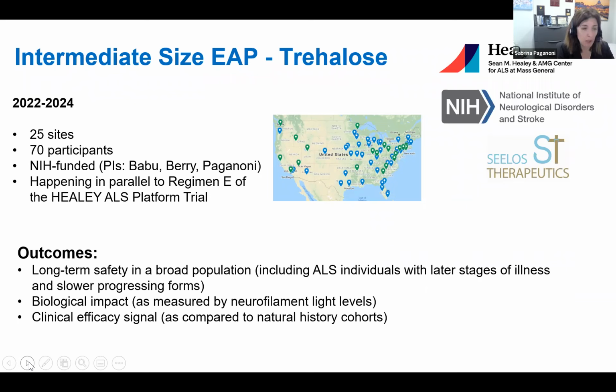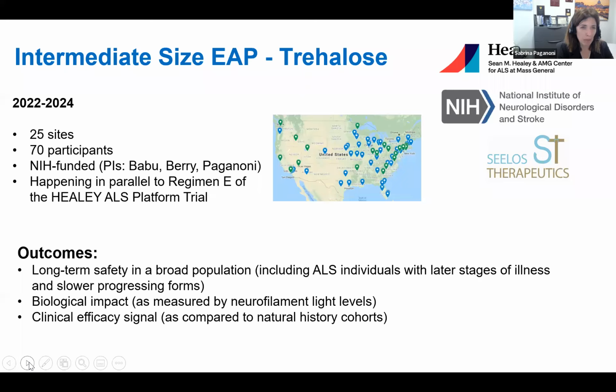Now, the NIH grant that's funded by the Act for ALS also calls for specific research objectives. And so here we're starting to use EAPs to do what we were doing before, to monitor safety, but also to have more robust and systematic collection of outcomes. Specifically, we are testing the biological impact of Trialose as measured by neurofilament light levels, and we're also measuring clinical efficacy signals.